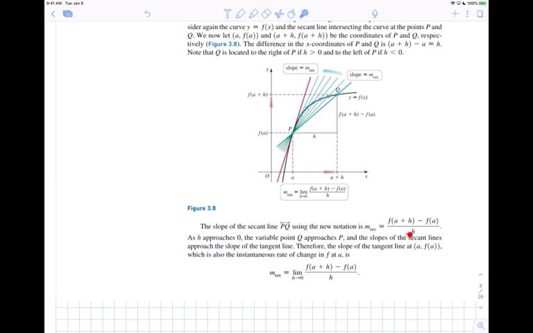As that change goes to 0, the point Q gets closer and closer to P. So the slope of the secant line approaches the slope of the tangent line. Therefore, the slope of the tangent line at a comma f of a is going to be the limit as h goes to 0 of y2 minus y1 over the change in x, which is x2 minus x1.